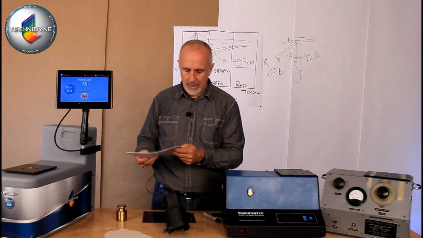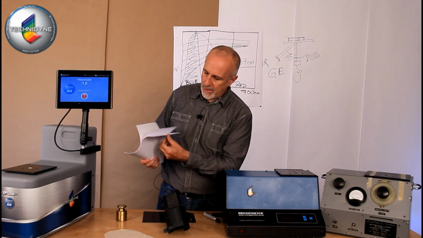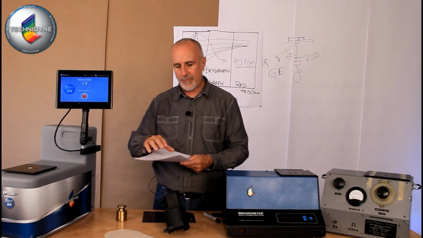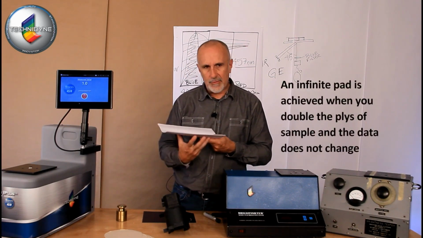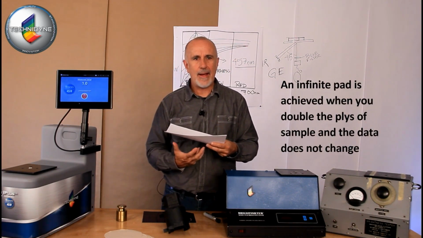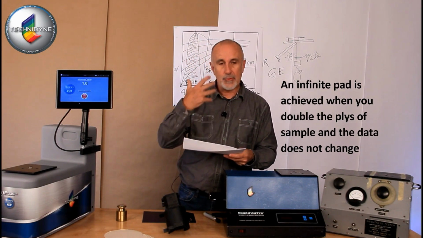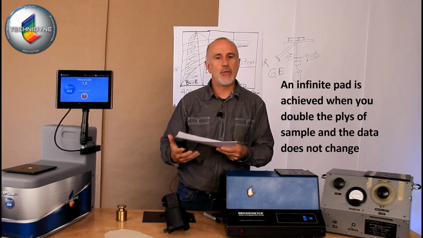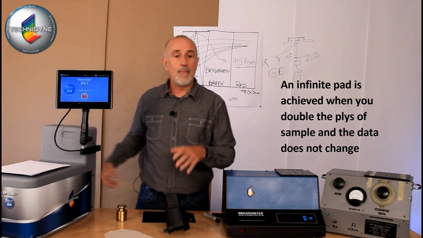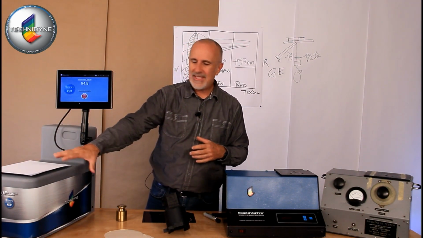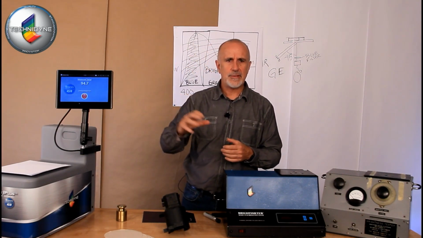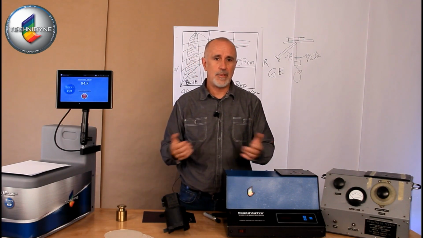And you can see here, I've got several sheets of paper lined up here. And the reason for that is that an infinite pad is defined as you've got a sufficient plies of paper so that no matter what you put behind it, it doesn't affect the optical characteristics of the sheet. It doesn't show through, basically. So you have to determine what is the proper amount of samples that you need to put on that. Typically for copy paper, something like that, usually four or five ply are sufficient for that.